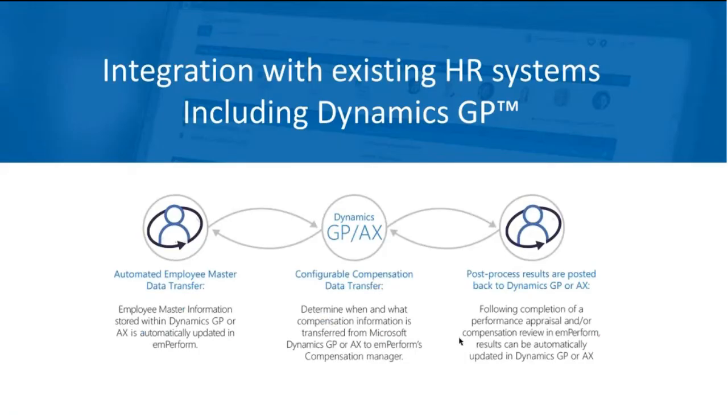Specifically for Dynamics GP, we built an integration, and the integration between emPerform and Dynamics GP is a seamless integration. How it works is it updates emPerform with changes to the employee master records in Dynamics. If you're running Dynamics GP, you simply keep your employees up to date in the HR module, and any updates or changes that you make there will be automatically synchronized to emPerform. We also send back to GP post-appraisal results and any compensation results that we do inside emPerform.